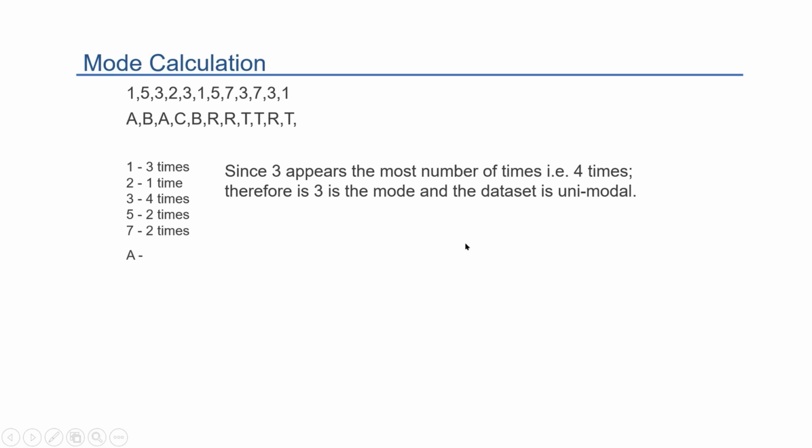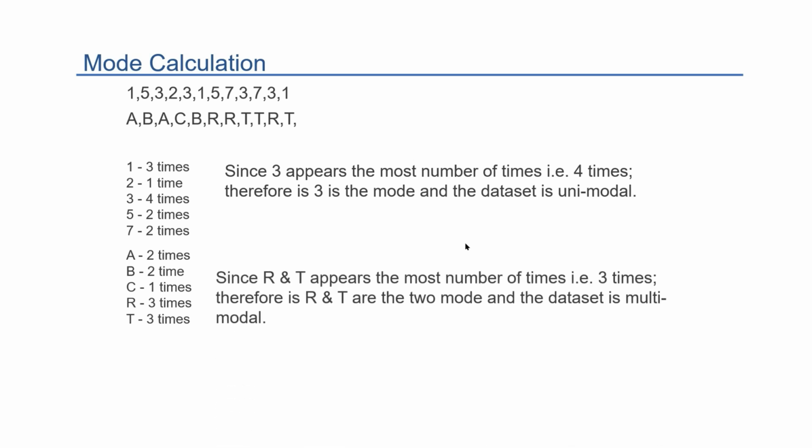Now for the textual data, we will make the same arrangement for how many times A, B, C, R and T appear, and we can see that R and T appear 3 times and they are equal. So for this our mode will be R and T, and it will be multimodal. More precisely, this will be a bimodal data set.